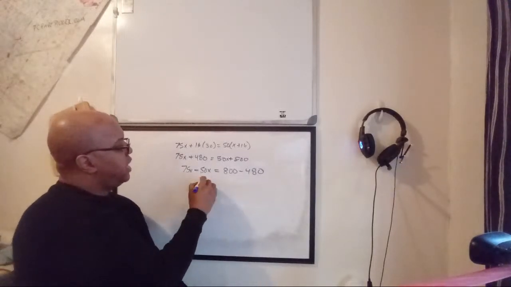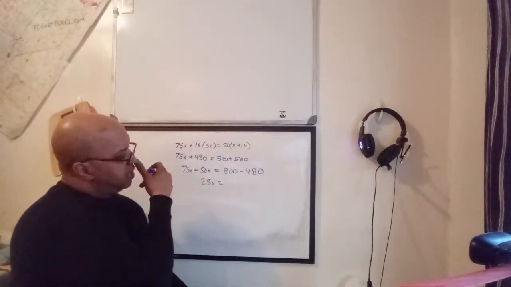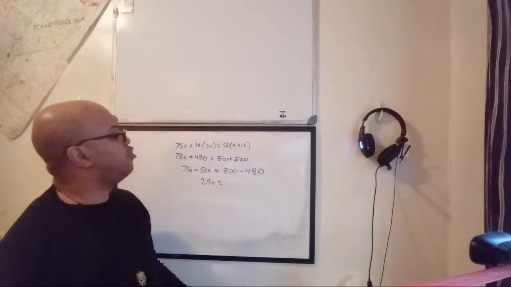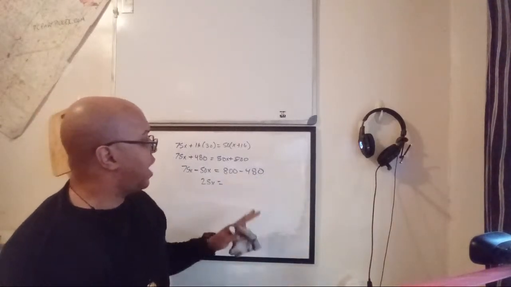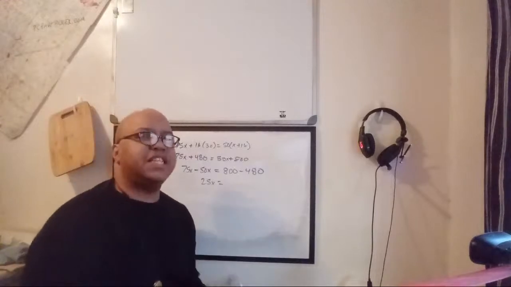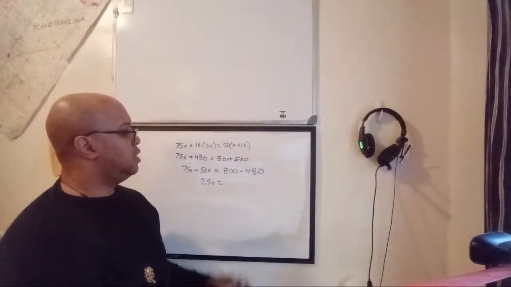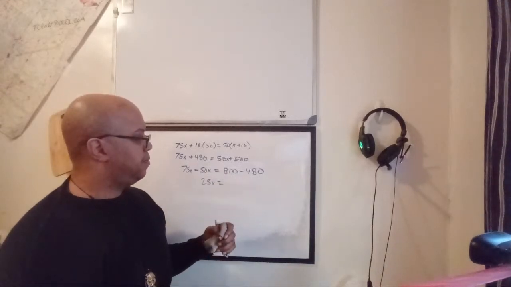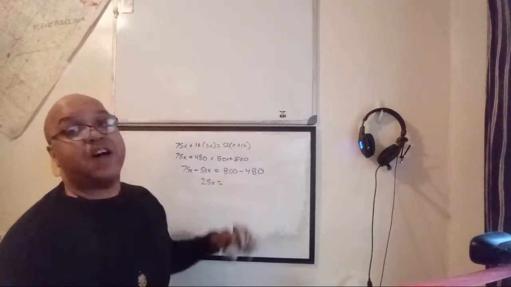75x minus 50x is 25x. And 480 is going to be subtracted from 800. Now, I don't think of this as 480. It's much easier to subtract whole numbers, right? So just say, for instance, we didn't subtract 480. We were going to subtract 500.